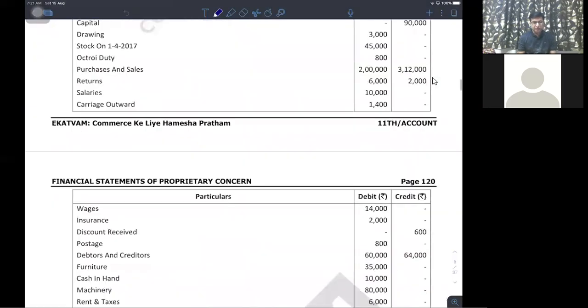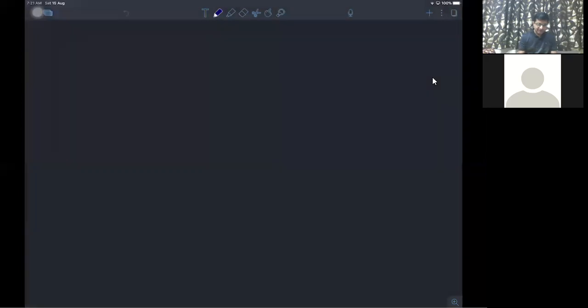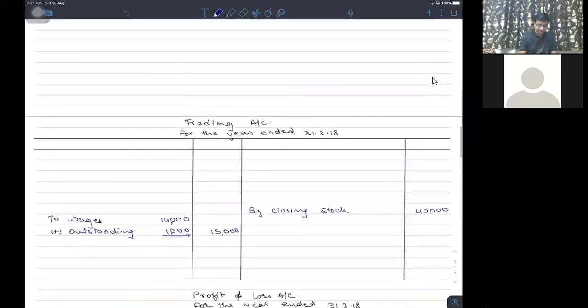Stock on 1st April 2017 is nothing but your opening stock, which will appear in the trading account debit side along with the octroi duty also. So to opening stock 45,000, to octroi duty rupees 800. Correct?